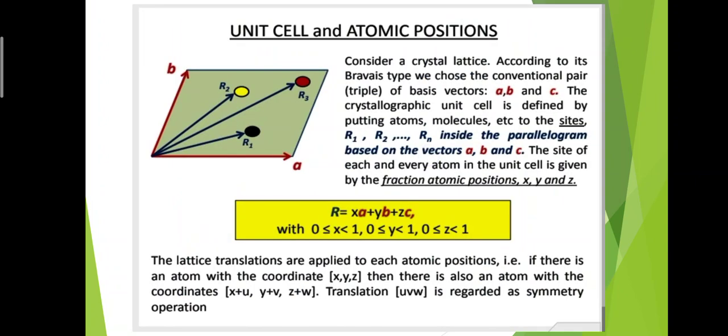Unit cell and atomic positions. Consider a crystal lattice. According to its lattice type, we choose the conventional triple of basis vectors a, b and c. The crystallographic unit cell is defined by putting atoms, molecules, etc. at the sites r1, r2 and so on. Inside the parallelepiped based on the vectors a, b and c, the site of each and every atom in the unit cell is given by the fractional atomic positions x, y and z.